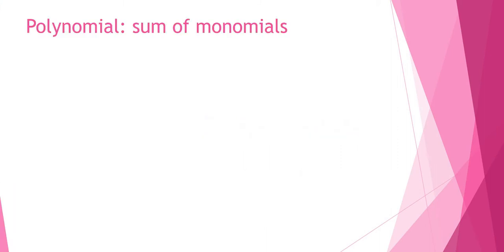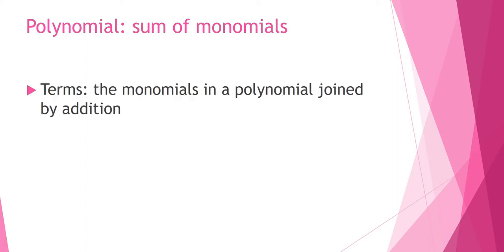Section 12.1 is all about polynomials. So let's take a look. A polynomial is something that is the sum of several monomials. So first of all, terms are the monomials in a polynomial joined by addition.